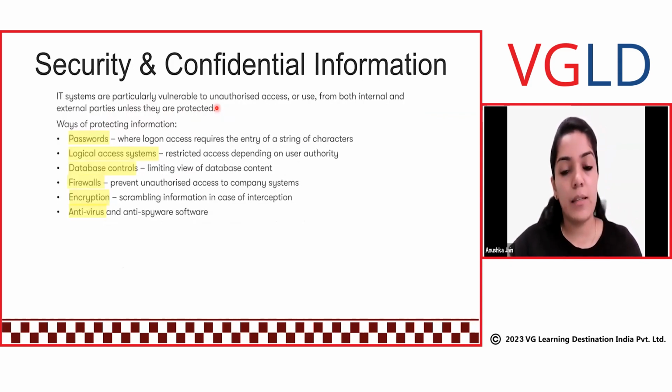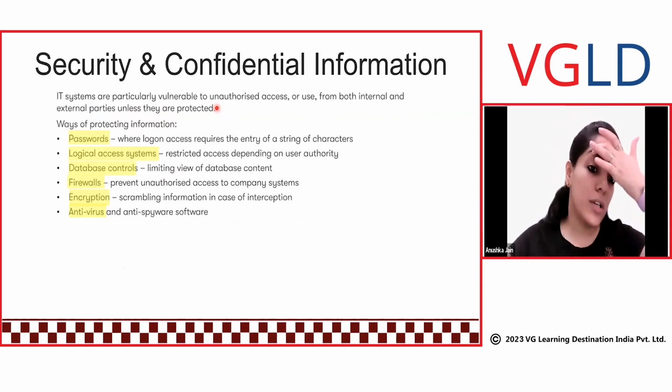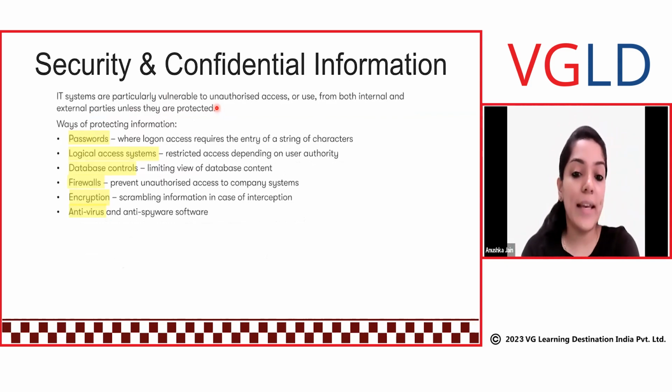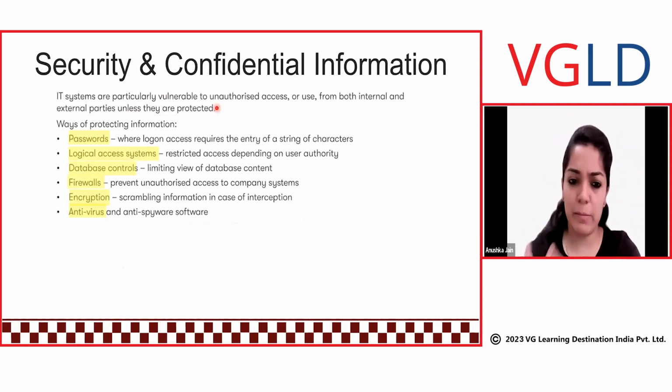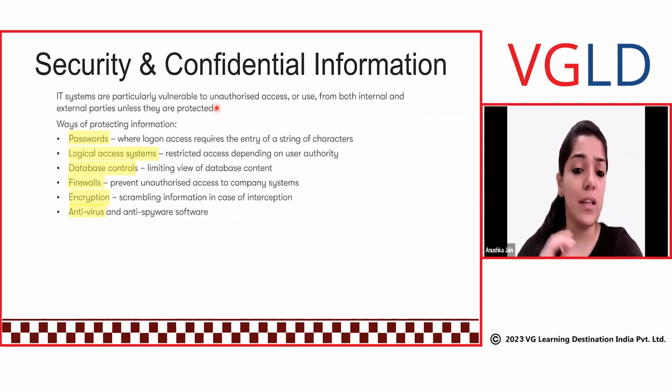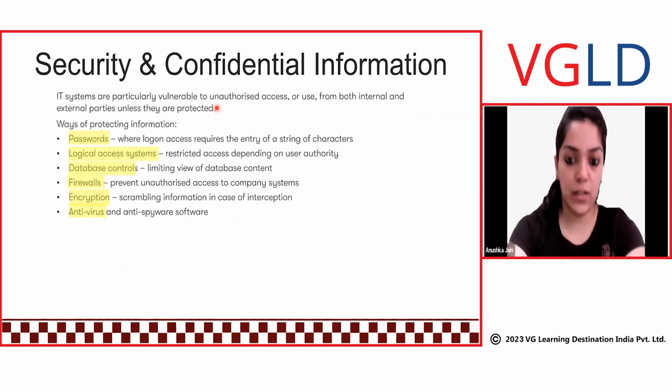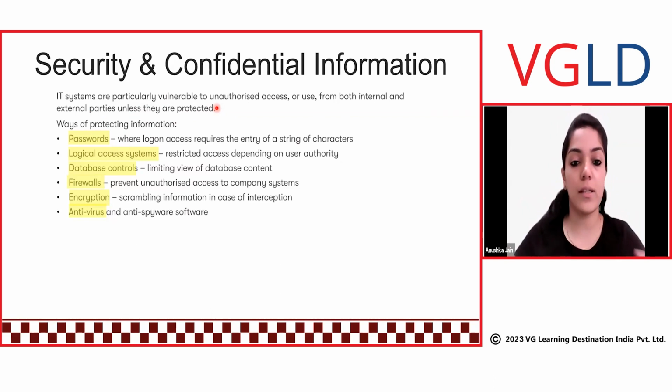Okay. So security and confidential information. What are the ways to protect information? Password, you already know. You have a Gmail account, so you access it using a password, or for that matter, any account. If you're using any website, they ask you for your login details, user ID and password. So what are they doing? They are ensuring that only the right person is accessing that account who has the details of the password.